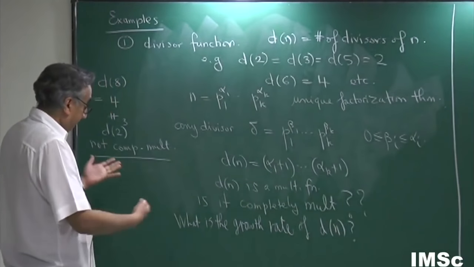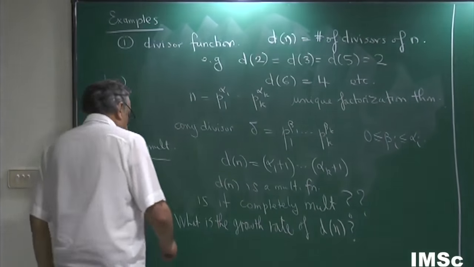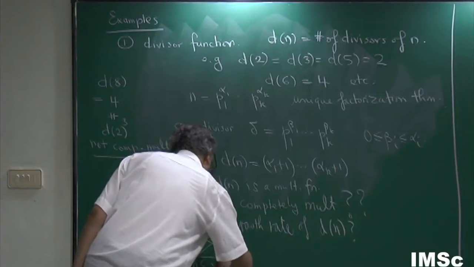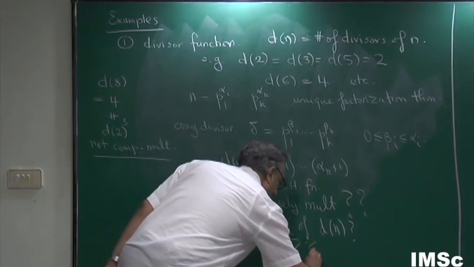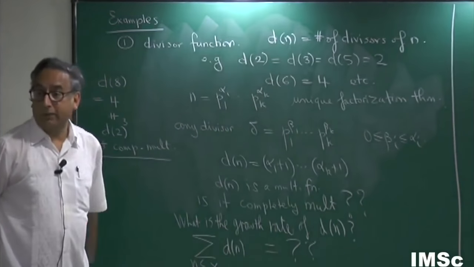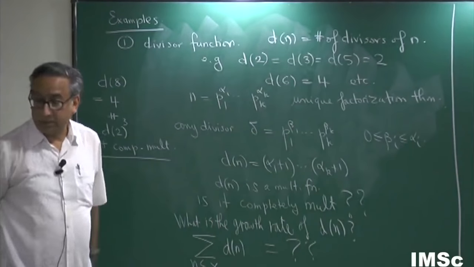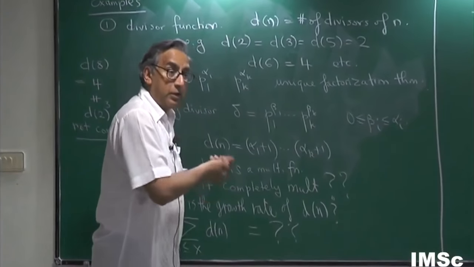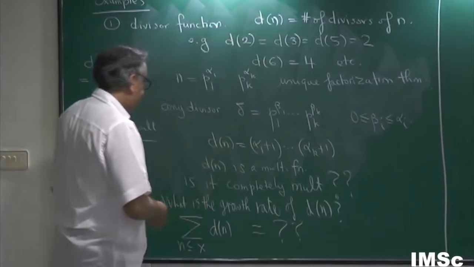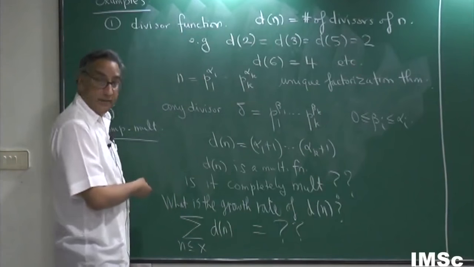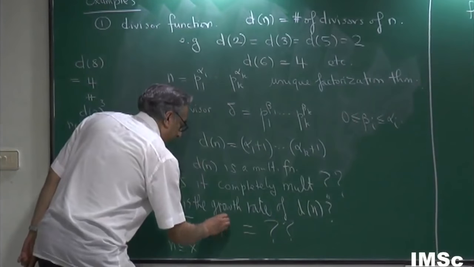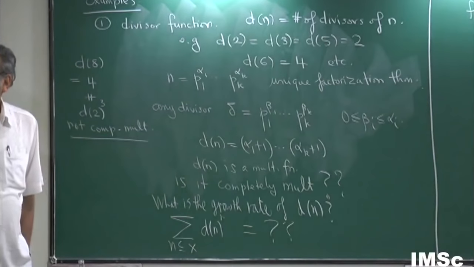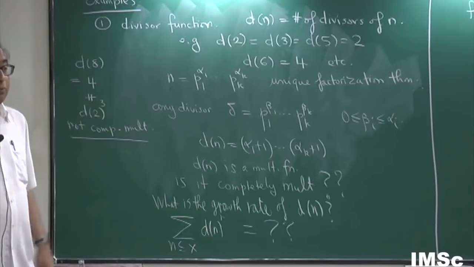Second is things like how does the sum of d of n behave, n less than x? Do we have any asymptotic behavior of these partial sums of the divisor functions? That gives us some other information on how the function is growing. And sometimes we can be more innovative and study what are called moments: take powers of the divisor function and study so-called moments of the divisor function.